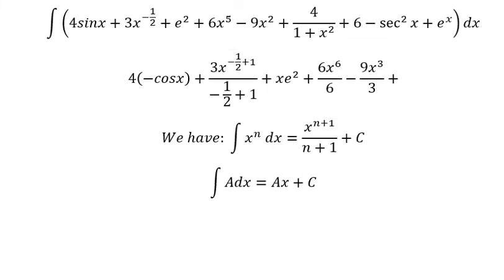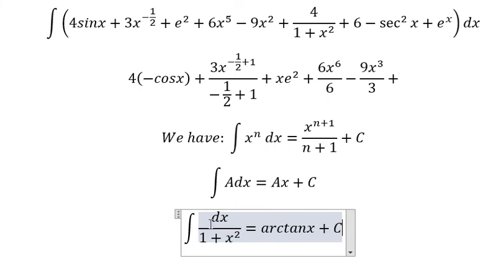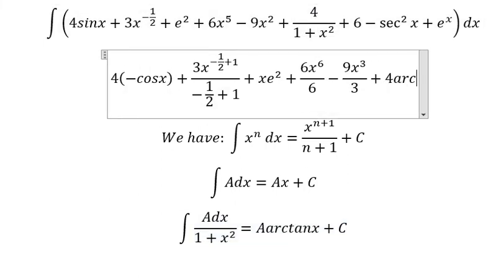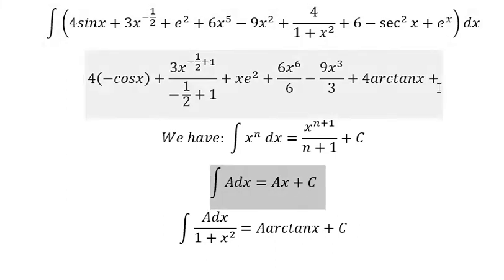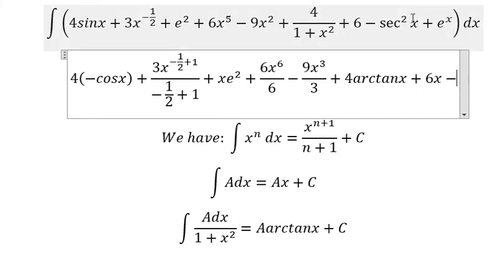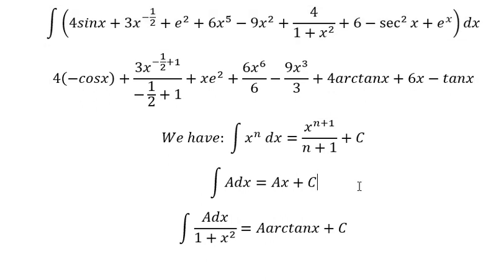Now, we have the next formula, the integration of dx over 1 plus x squared. We have arctan of x and we put c. If we have the constant in here, we put the constant in here. So this one, we will have 4 arctan of x. Number 6, similar for this one. The integration of secant of x squared, you get tan x. This is the formula. And now the last one.